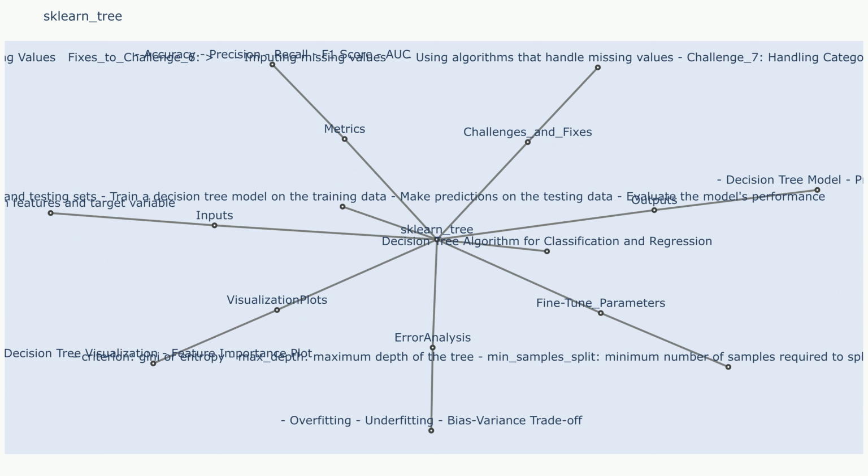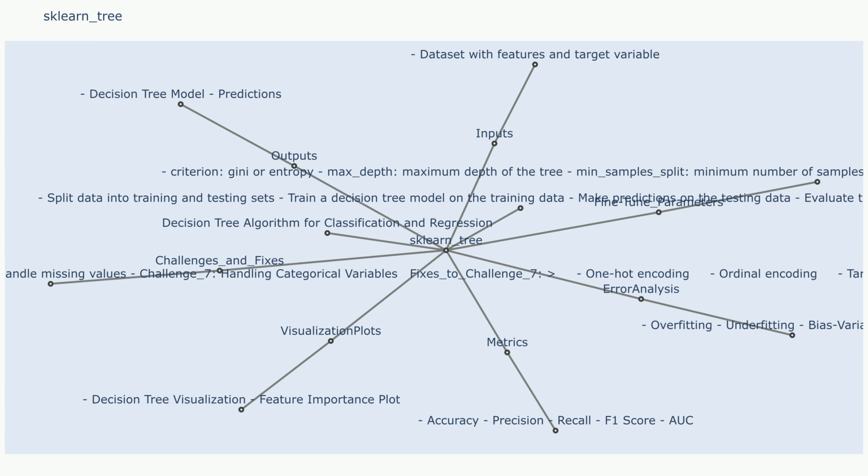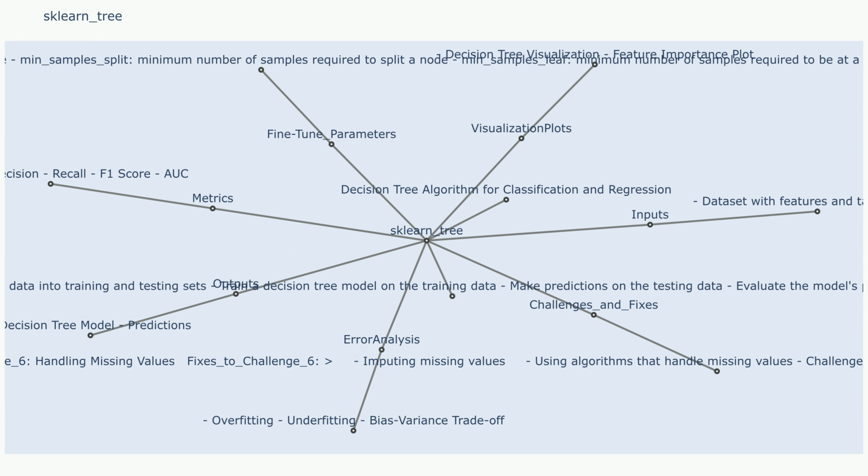Metrics. Accuracy for classification tasks. This measures the proportion of correctly classified instances. Precision: this measures the proportion of positive predictions that were actually positive. Recall: this measures the proportion of positive instances that were correctly identified as positive. F1 score: this is the harmonic mean of precision and recall. Mean squared error (MSE) for regression tasks. This measures the average squared difference between the predicted and actual values. R squared for regression tasks. This measures the proportion of the variance in the target variable that is explained by the model.